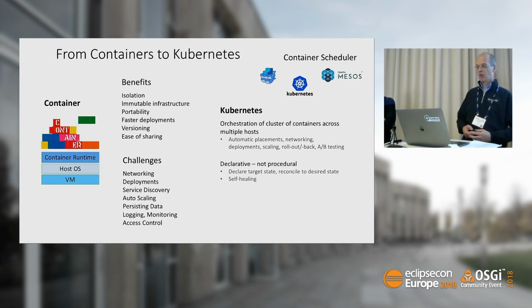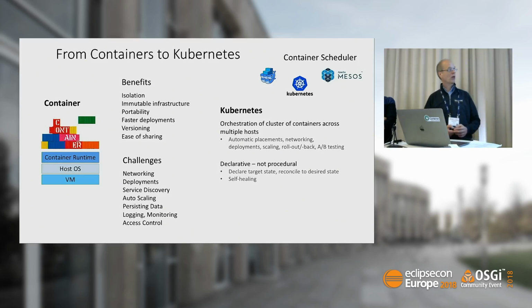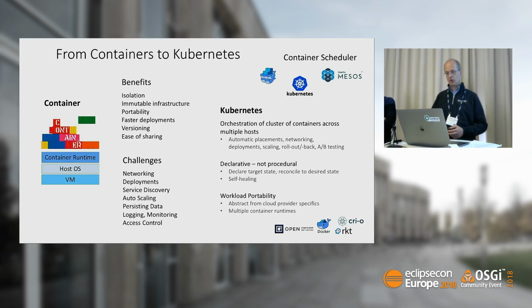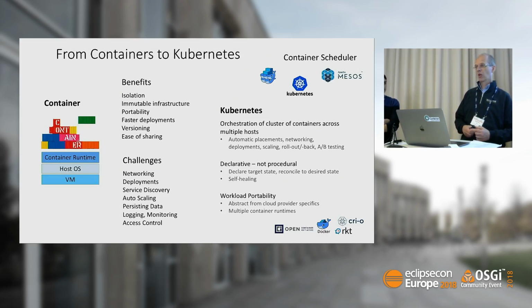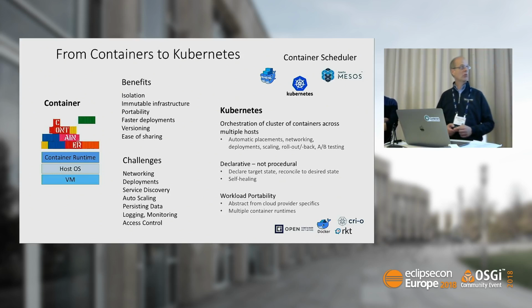The basic principle of Kubernetes is it's a declarative environment, so it's not procedural. So you describe what you want. Let's say you want a deployment, so you describe it in YAML. You throw this into the Kubernetes API server, and then Kubernetes will care for the rest. So you declare the target state, and it will reconcile to the desired state. And this is self-healing, so if something goes wrong, Kubernetes will try to fix it at one time. And Kubernetes helps to port your workload between different infrastructures, and there are also multiple container runtimes available.